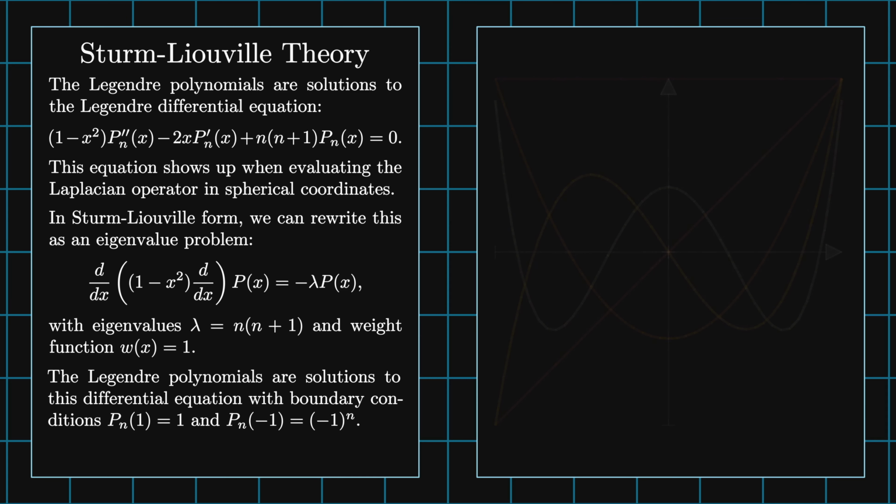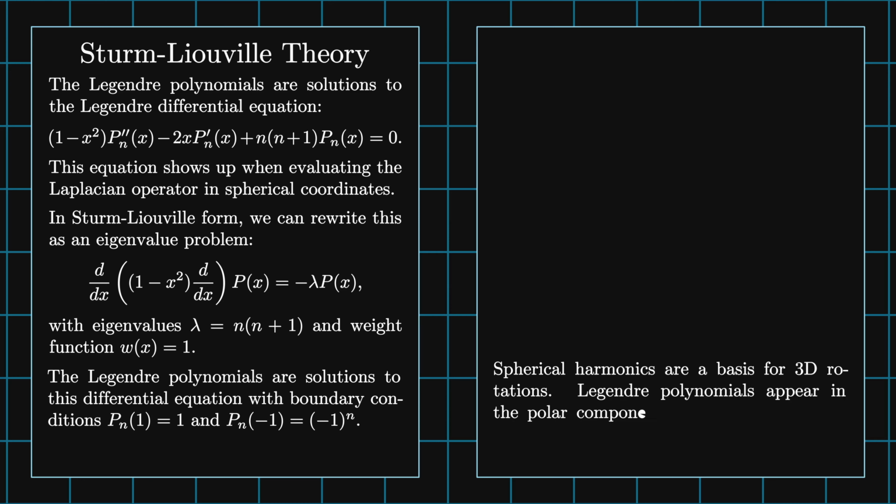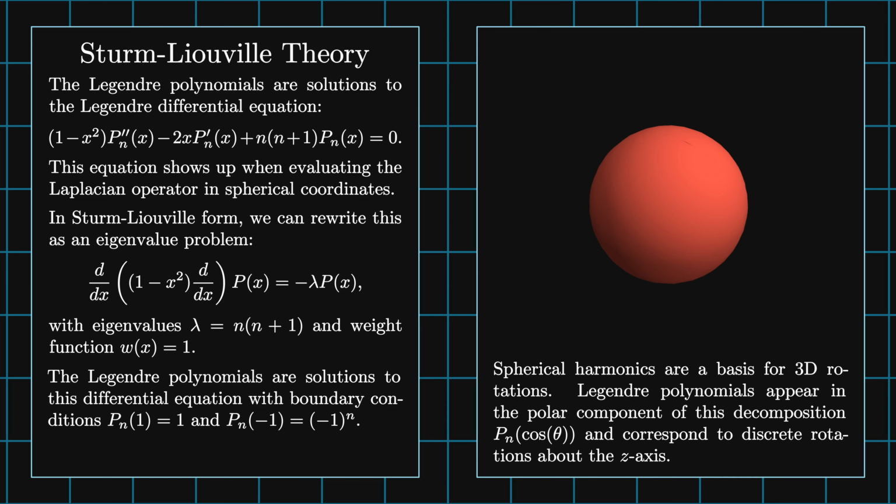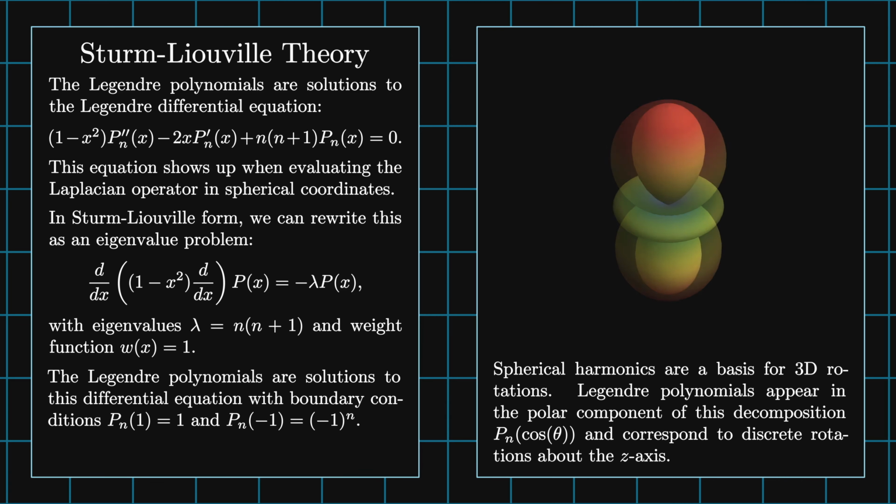Going back to the Laplacian in spherical coordinates, spherical harmonics are the basis for 3D rotations. Legendre polynomials appear in the polar component of this decomposition, Pn of cosine theta, and correspond to rotations about the z-axis. For example, these are the spherical harmonics for n equals 0, 1, 2, and 3.